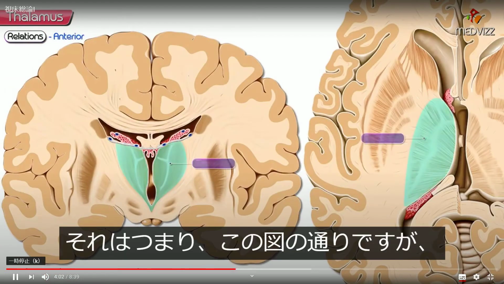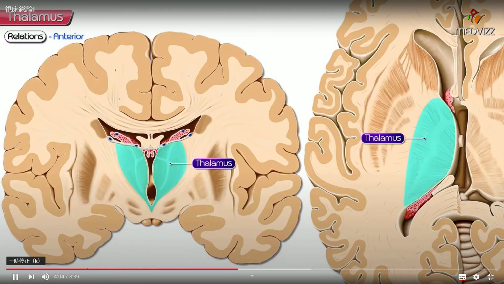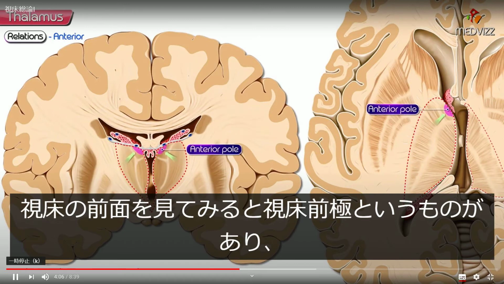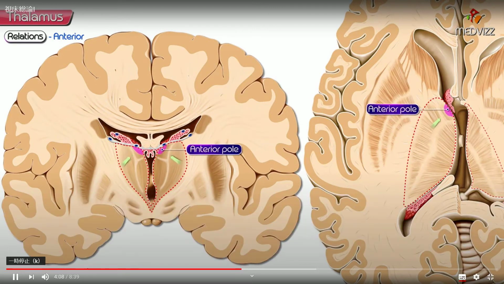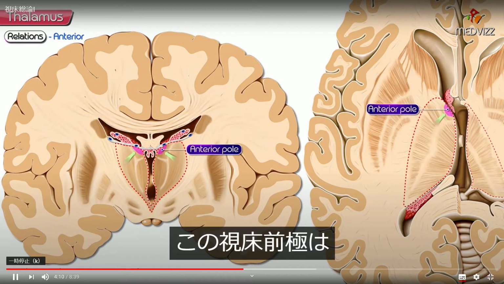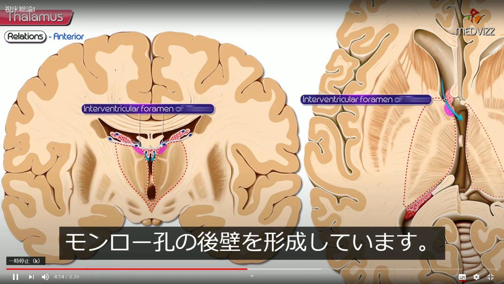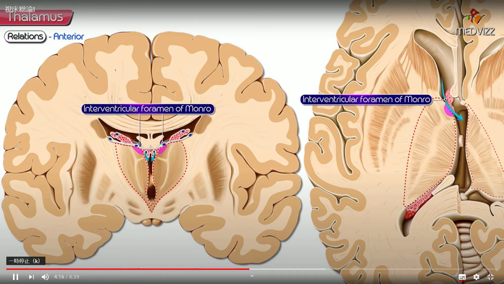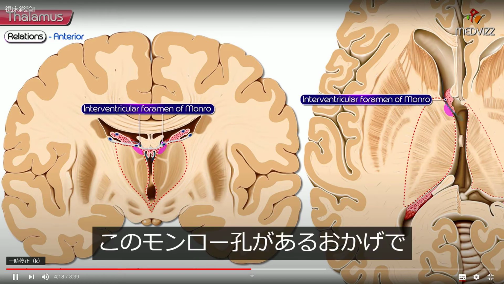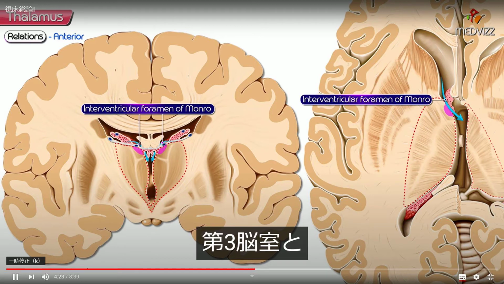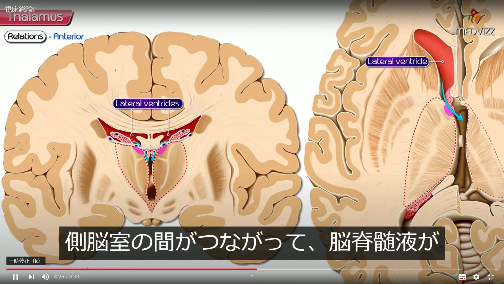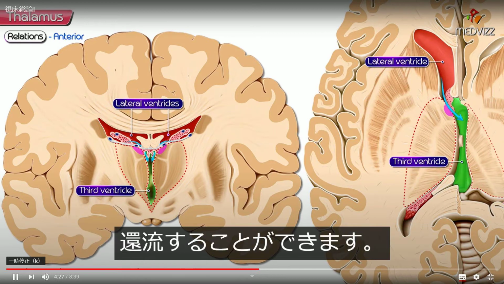For example, if you see the anterior aspect of the thalamus, which means the anterior pole, the anterior pole forms the posterior wall of the interventricular foramen of Monro, and this interventricular foramen of Monro permits the communication between the lateral and third ventricles for the flow of CSF.